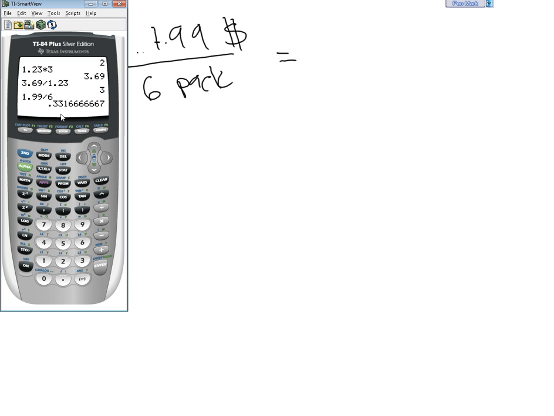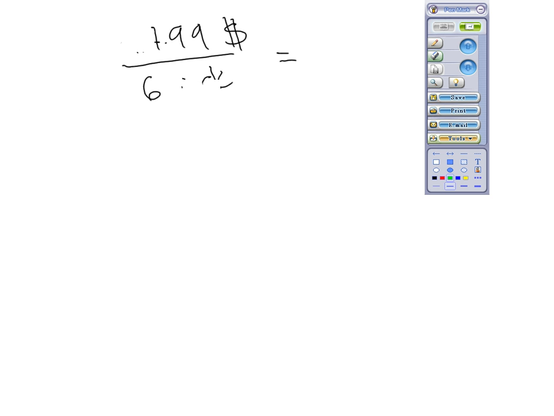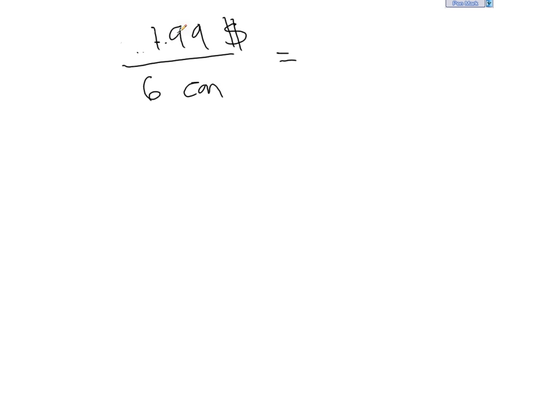You can certainly say that each can costs you 33 cents, but you definitely can't say that you're going to be able to buy one can at a time. So in this case, it's probably not too advisable to try to break this thing down into per one unit. It probably makes more sense to say $1.99 per 6 cans, and then do multiples of 6.